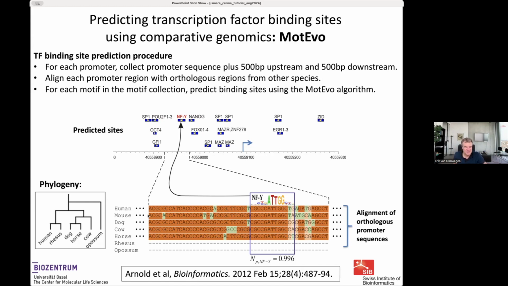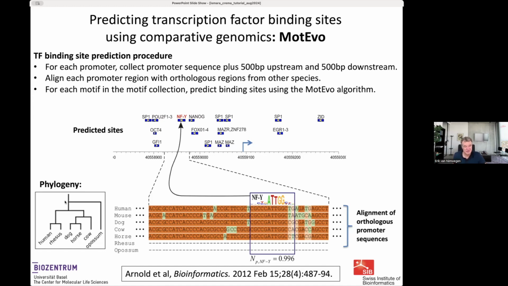So then you can see which columns in this alignment have been conserved and where there are mutations. And then what we do is we scan with weight matrices over this alignment, and at each position we use a probabilistic model to calculate how likely is this entire alignment under the assumption that all these sequences have been evolving according to the constraints set by the fact that it needs to be a binding site for this transcription factor.